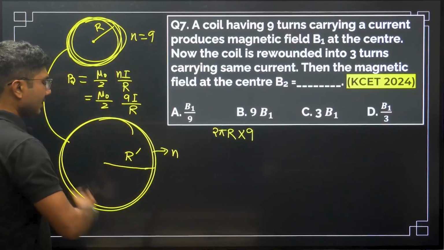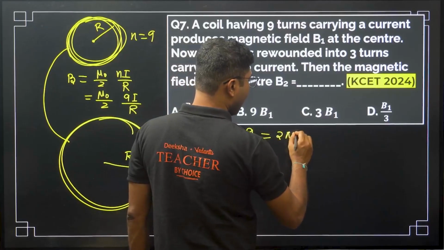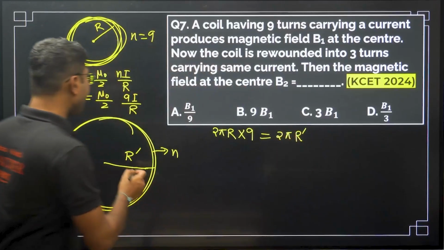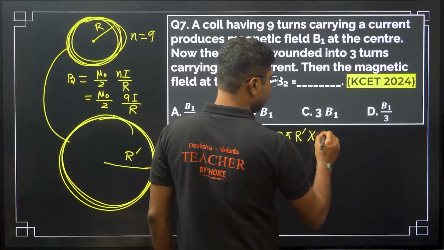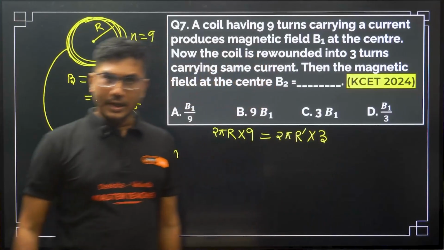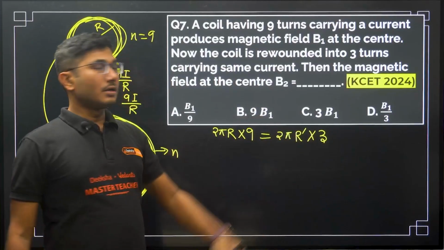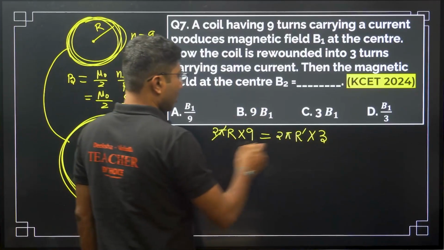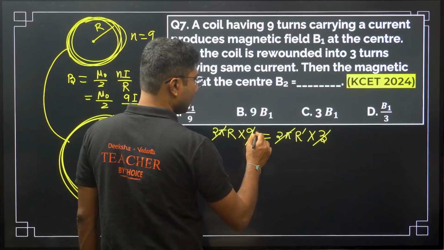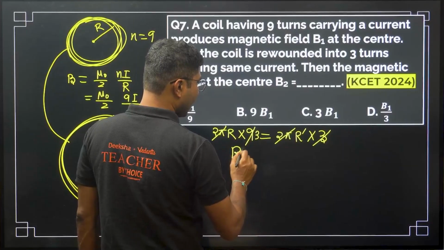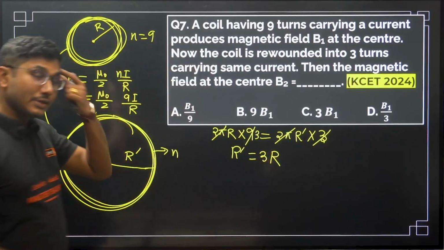Now what is the total length now? This should be equal to 2 pi R dash, the perimeter of one turn, times the total number of turns, that is 3, right? So that's how you can calculate the new radius, that is R dash. So R dash is nothing but 3R. R dash equals 3R.